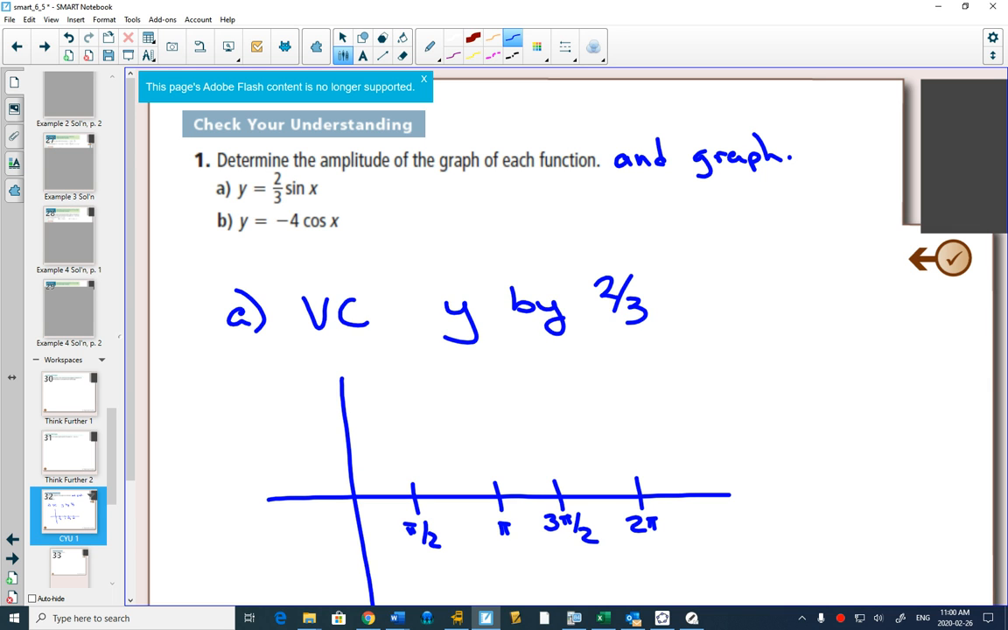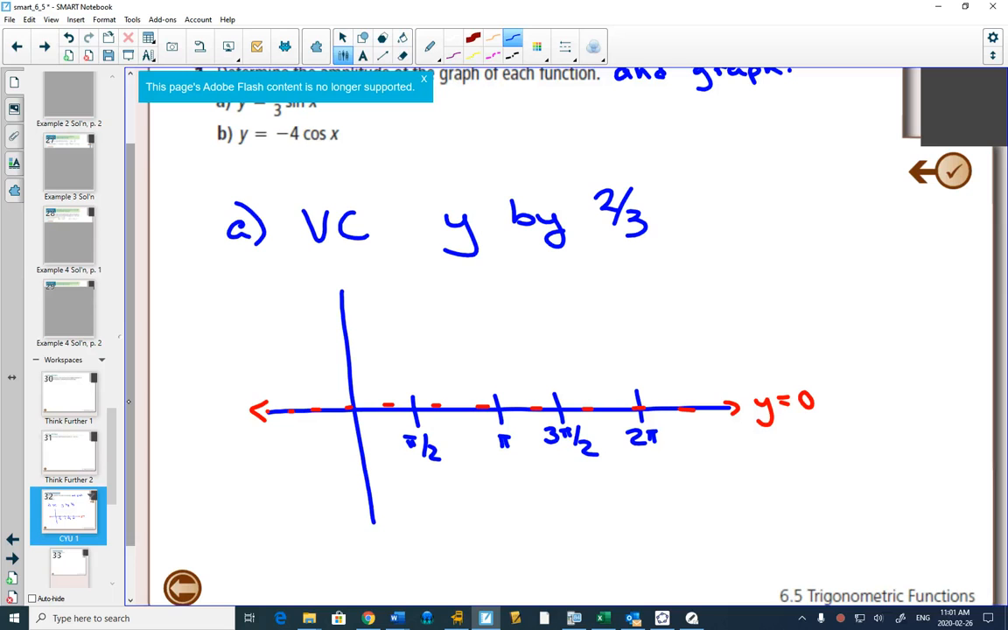You have a center line on your original graph at y equals 0. What happens to your center line when you multiply it by 2/3? Nothing. It's still going to be there. And your sine graph had a maximum at 1 and a minimum at -1. But when you multiply that by 2/3, can you see that your maximum is now 2/3 and your minimum now -2/3?